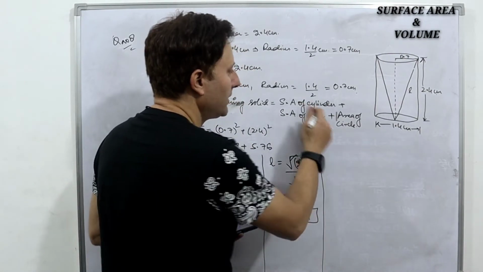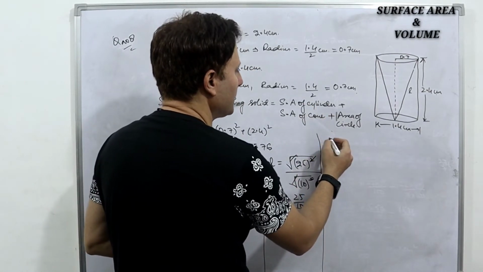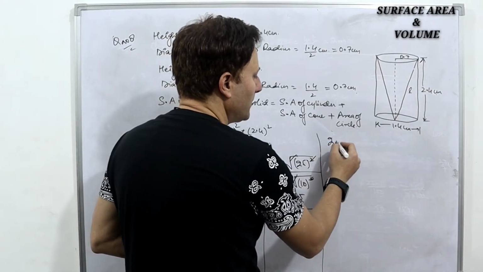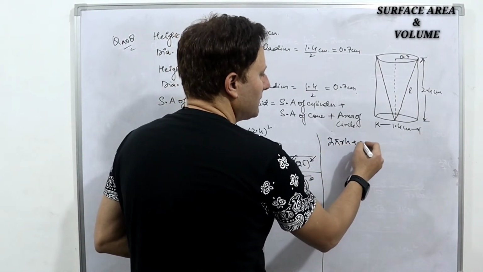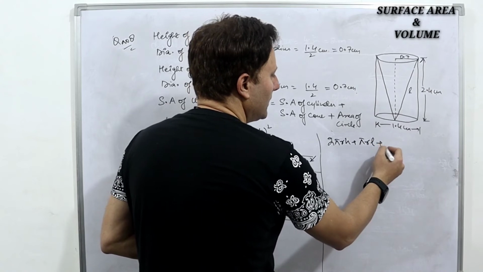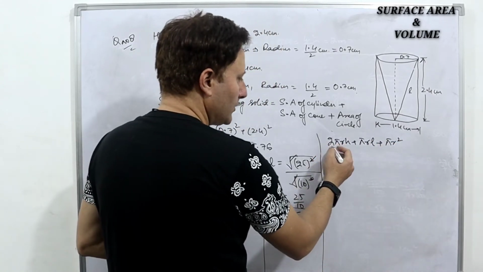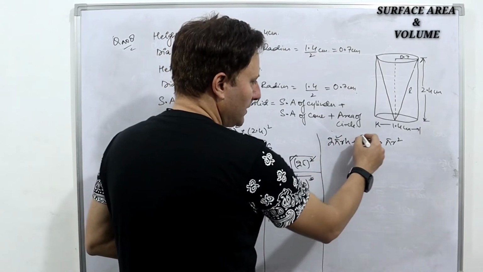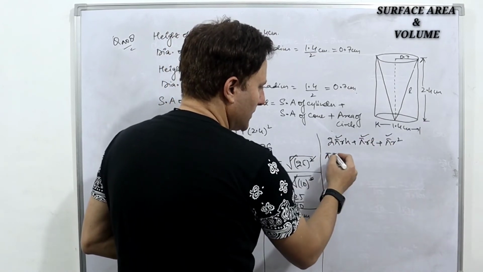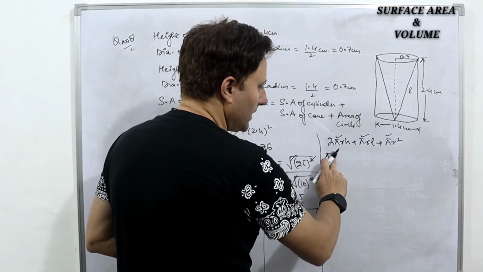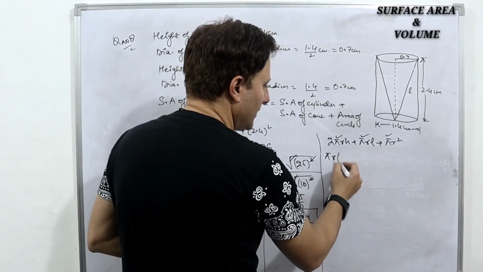Now let's go ahead and find this. What does it say? It says surface area of cylinder, that is 2 pi r h. Surface area of cone, that is pi r l. And area of sphere, that is pi r square. Now, can we take something common here? Yes, we have pi. Let's take pi out. Even we have r. So we'll take r out as well.